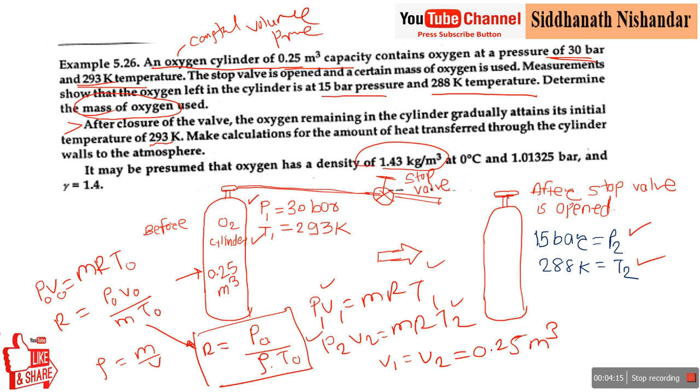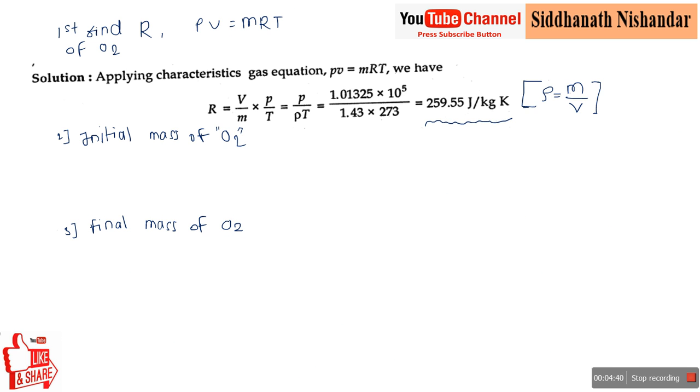So all the values are with us. The initial pressure is 1.0132 bar, which is converted into Newton per meter square by multiplying by 10 raised to 5 Newton per meter square. 0 degree Celsius is converted into Kelvin, that is 273 Kelvin. The density is with us, in kg per meter cube. Very simple numerical. We just find R here, that is P upon rho T. All the values are given, so we can get the value of R.